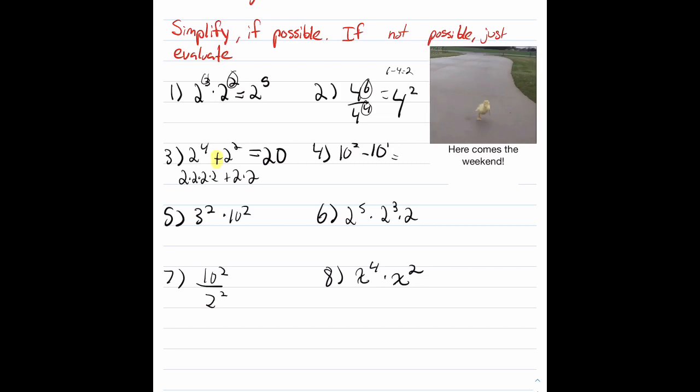10 squared minus 10 to the 1st. Again, you can't use any rules, so 10 squared is just 100, minus 10 to the 1st. 10 to the 1st, you guys, is just 10. This right here and 10 are the same exact thing. They hold the same value. And of course, 100 minus 10 is 90.